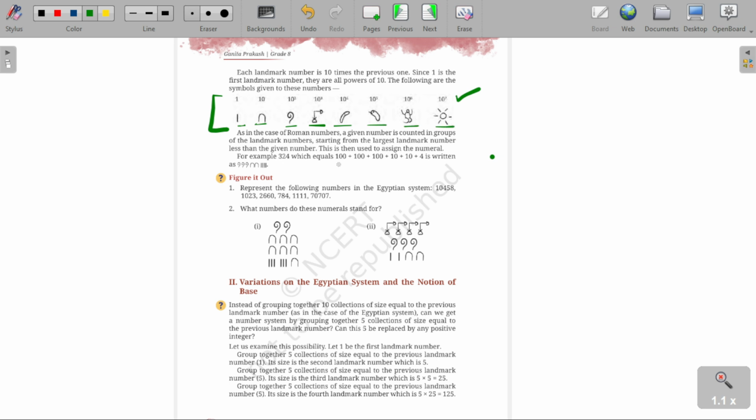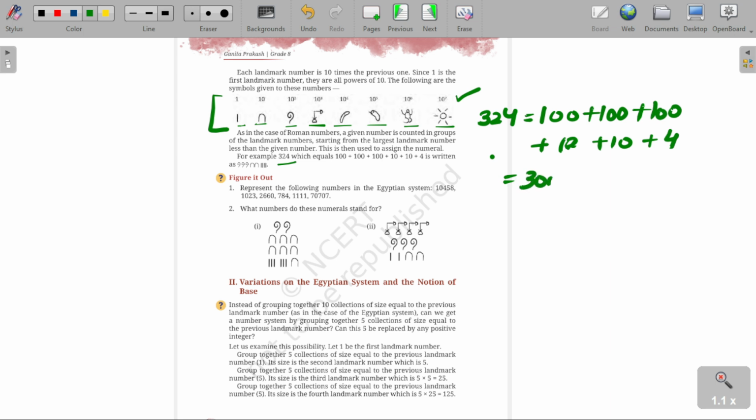Okay. So if we need to elaborate 324 in the series of 10 exponents, it will be represented as 100 plus 100 plus 100, right? Plus 10 plus 10 and plus 4. Yeah, you can write it as 300 plus 20 plus 4. This is also acceptable, right? But make sure it should be in the powers of 10, right? You can further elaborate that.